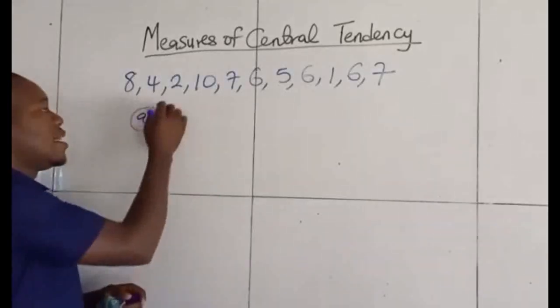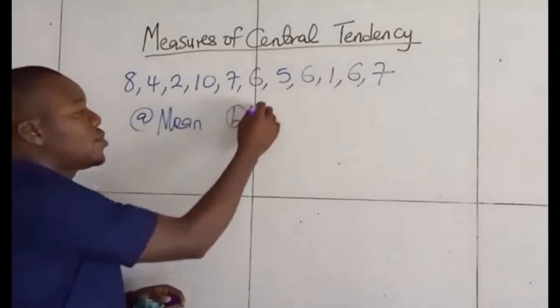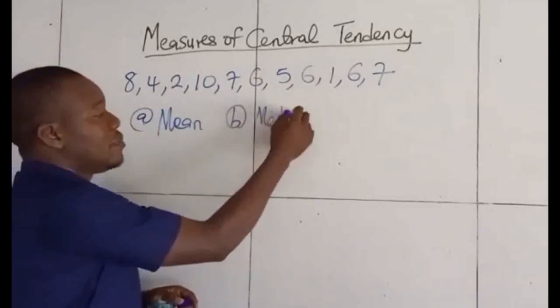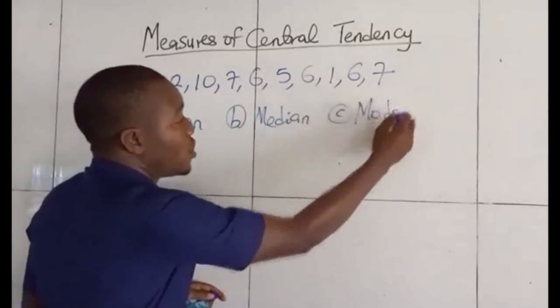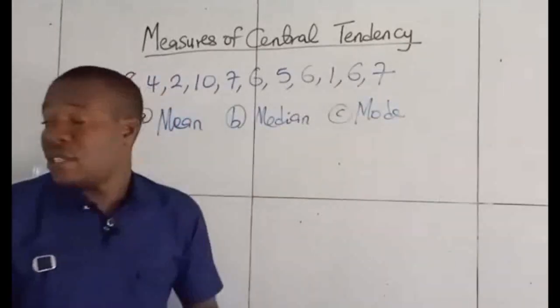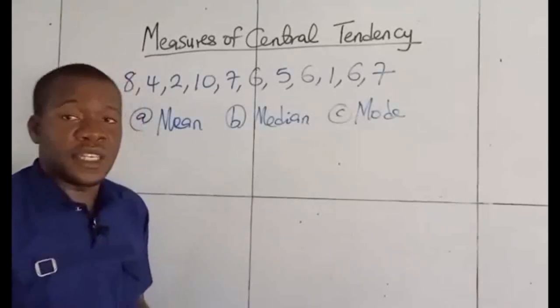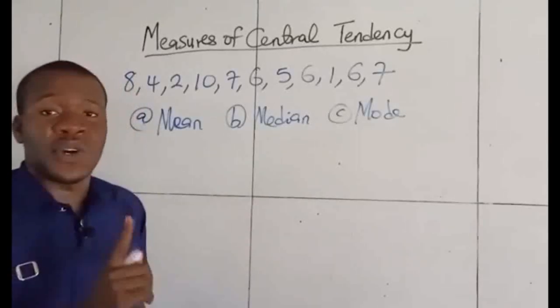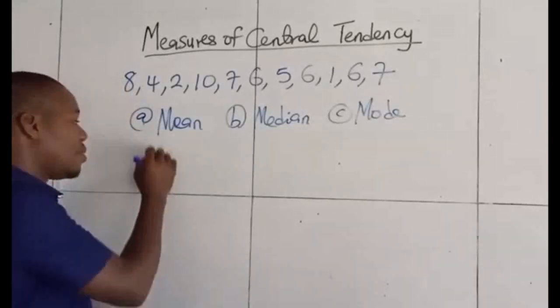We have number 1, the mean. Number 2, the median. And number 3, the mode. These are the 3 measures of central tendencies: the mean, the median, and the mode. Each of these measures will give you one score that can represent the entire score. So quickly, I will start with the mean.